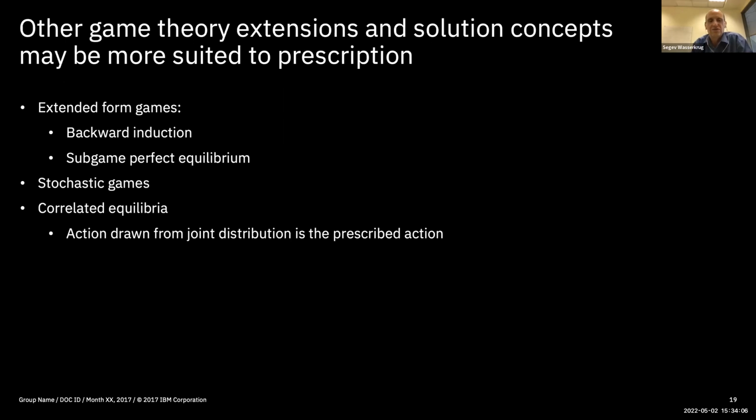Could we go to, for example, extensive form games that give backward induction and have subgame perfect equilibria, and maybe clear algorithms on how to make decisions? Maybe areas such as stochastic games, or maybe looking at correlated equilibria, which are easier to compute, or at least more computationally tractable, where we have an action drawn from a joint distribution. But even these have their own issues.